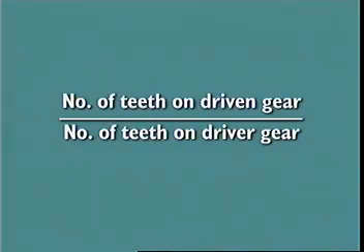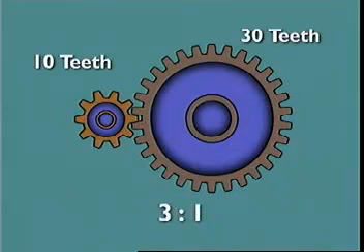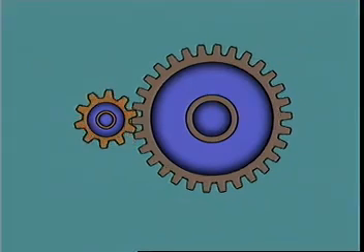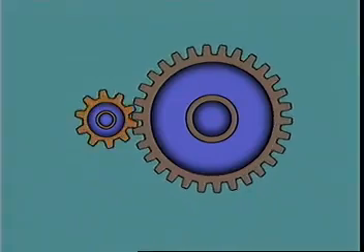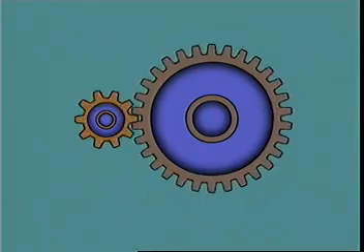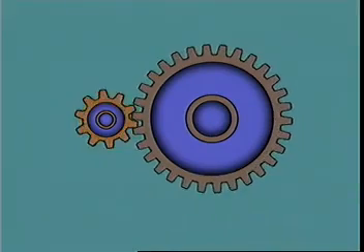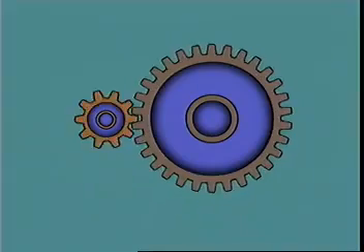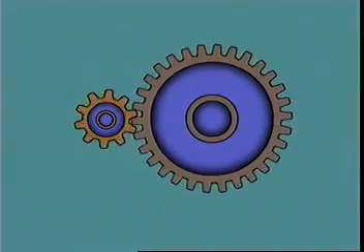The gear ratio can also be calculated by dividing the number of teeth on the driven gear by the number of teeth on the driver gear. In this case, the driven gear has 30 teeth and the driver gear has 10. So the ratio is 3:1. The driver gear has to turn 3 times to turn the driven gear once. In continuous rotation, the driven gear turns 3 times slower than the driver.